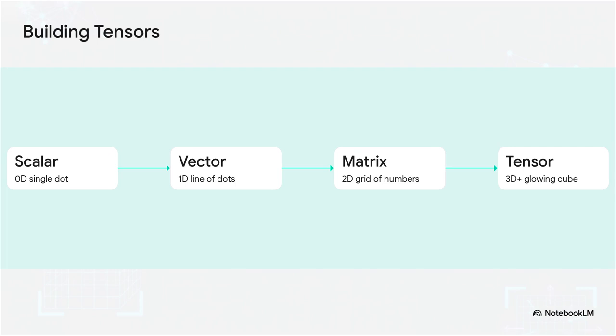Notice this beautiful progression here, right? Every step adds exactly 1 dimension. So what happens when we step beyond a 2D grid? Well, that is your tensor in the traditional deep learning sense, a 3D, 4D, or even higher dimensional container.